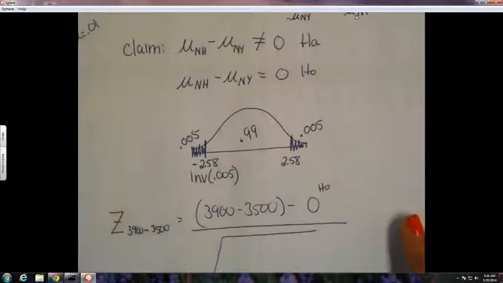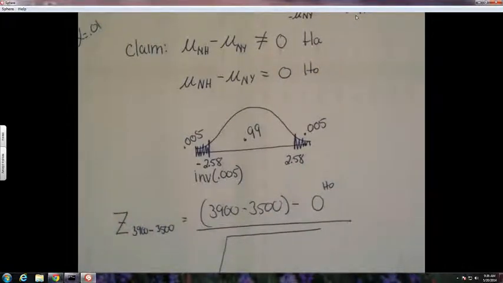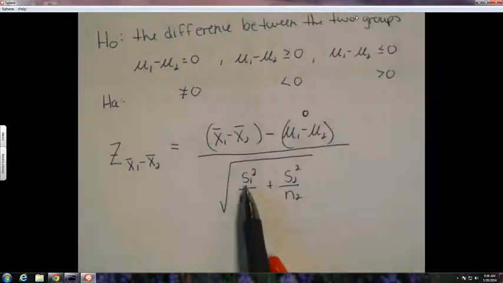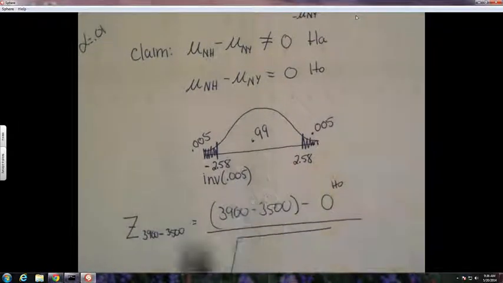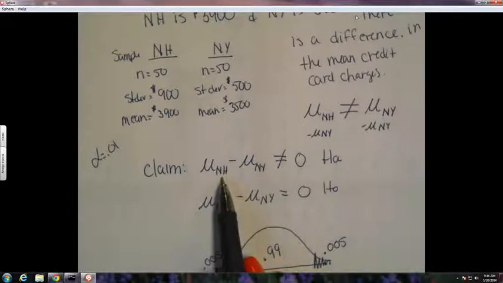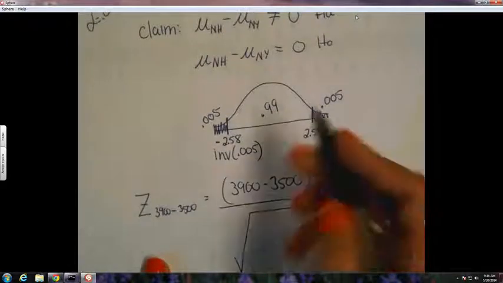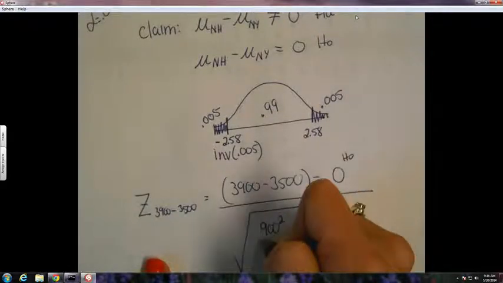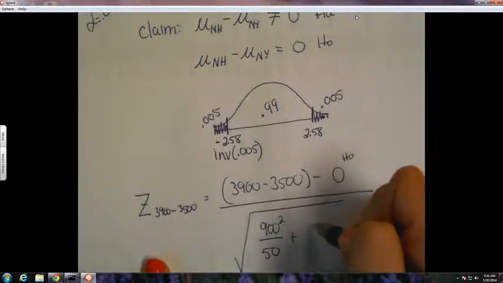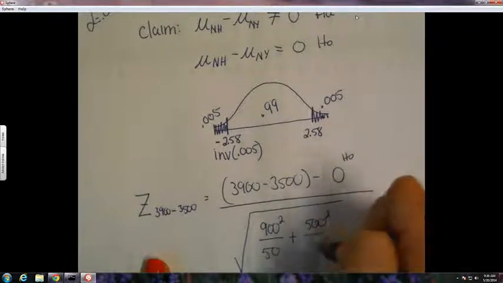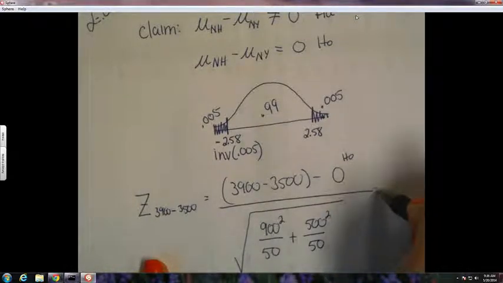The bottom part of the formula says, what is this S1 squared business? Yeah, it's the standard deviation squared. It's the variance. So my 1 is my New Hampshire stuff. So I've got 900 squared over the sample size of 50 plus, because I'm adding, 500 squared over 50. Is this a bit of a calculator challenge?